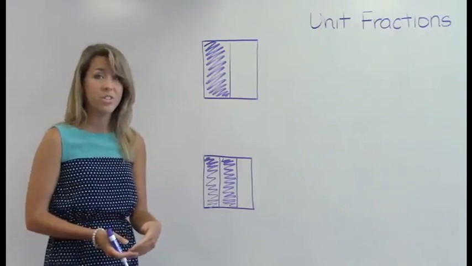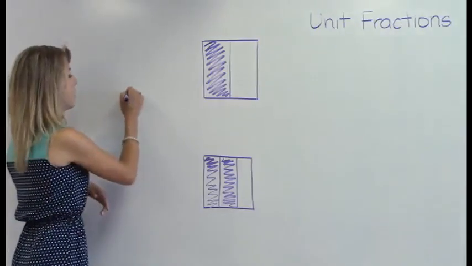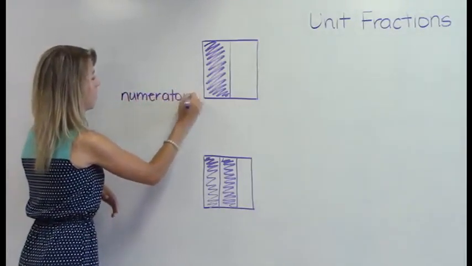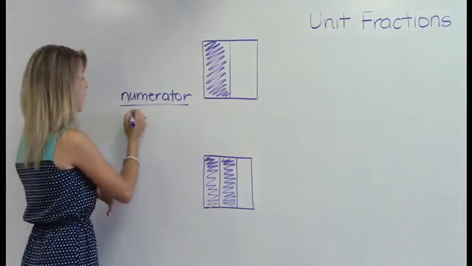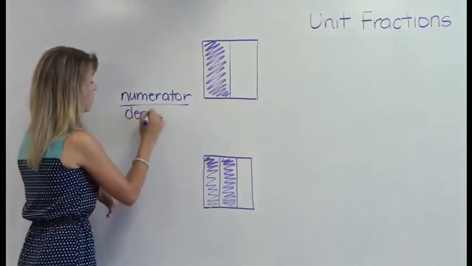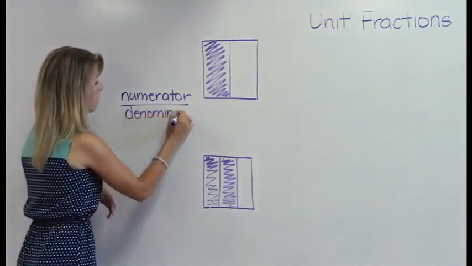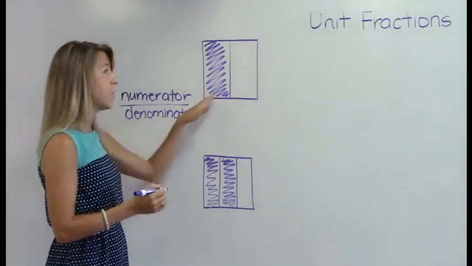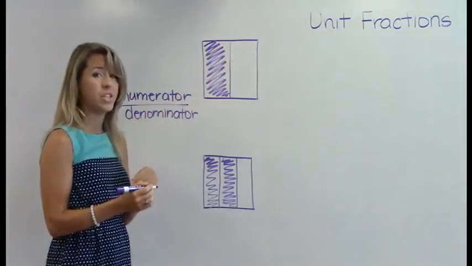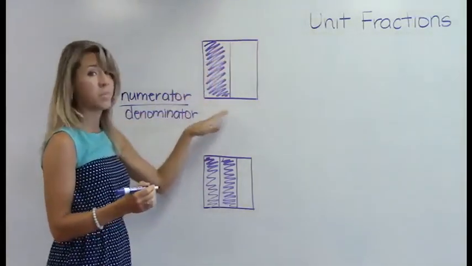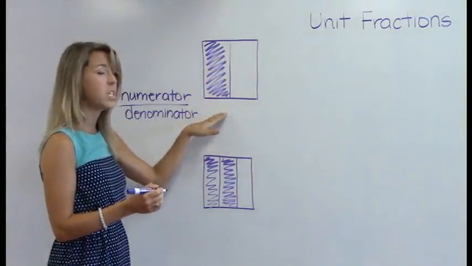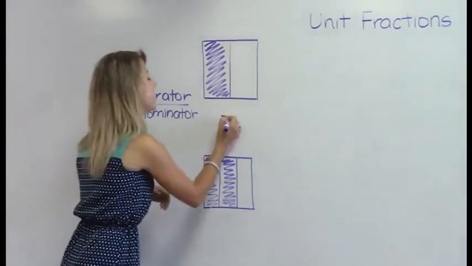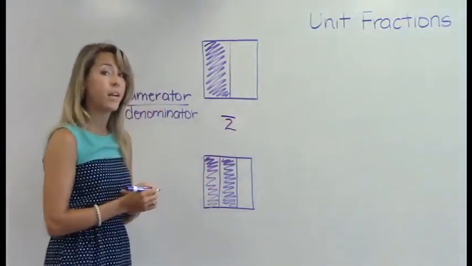We represent fractions using a numerator and a denominator. The denominator describes how many parts a whole has been split into. If this is my whole, I can see that it's been partitioned into 2 equal parts. That means I'm going to record 2 as my denominator.